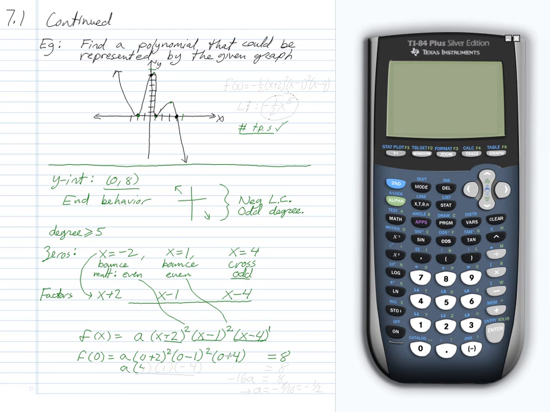So 2 squared would give me 4, -1 squared would give me 1, and 4, oh, I'm sorry, that should be minus, not plus, I don't know where that came from. Minus 4 is going to stay exactly as it is. So a times -16 equals 8, and if I divide both sides of this by -16, I see that a equals -8/16. In other words, -1/2.